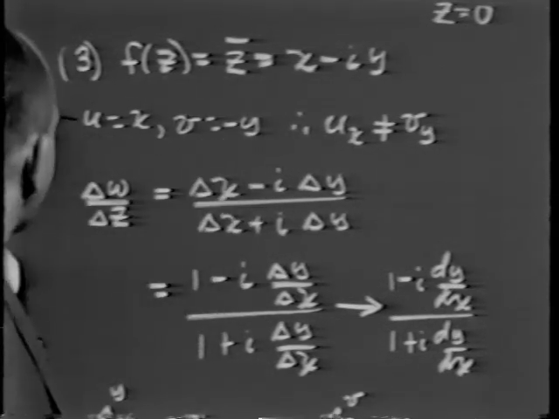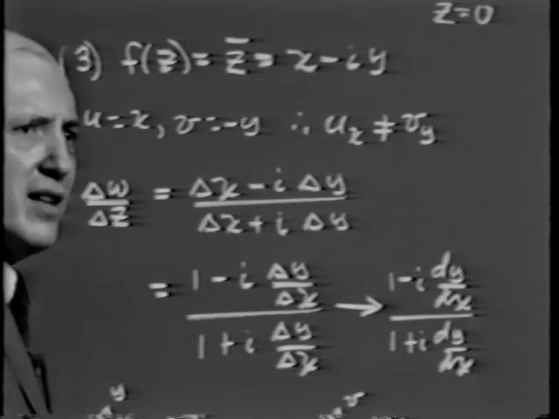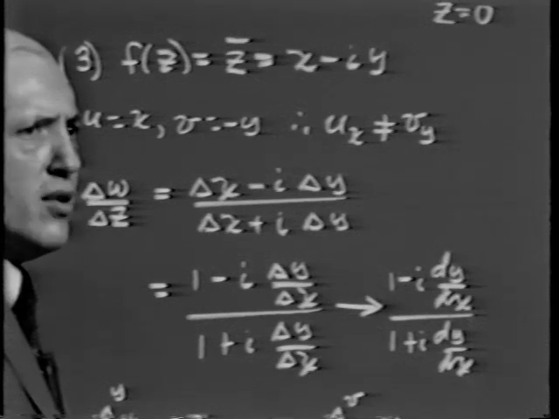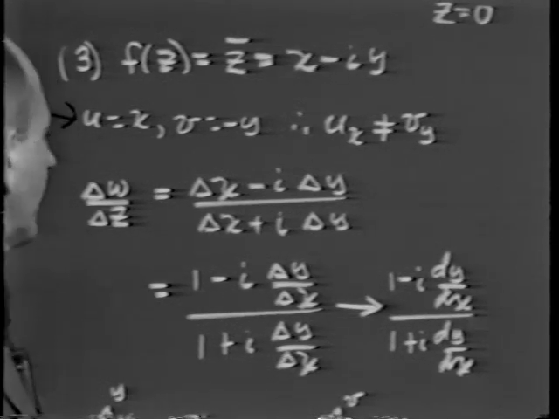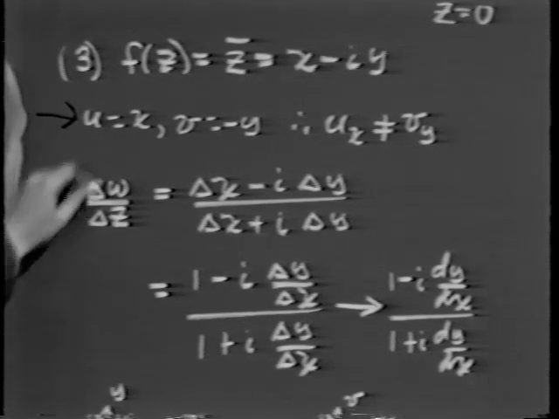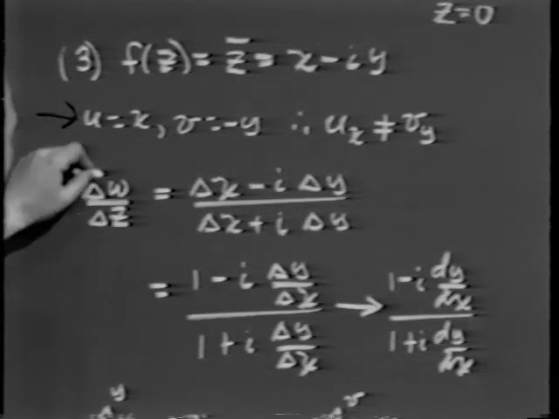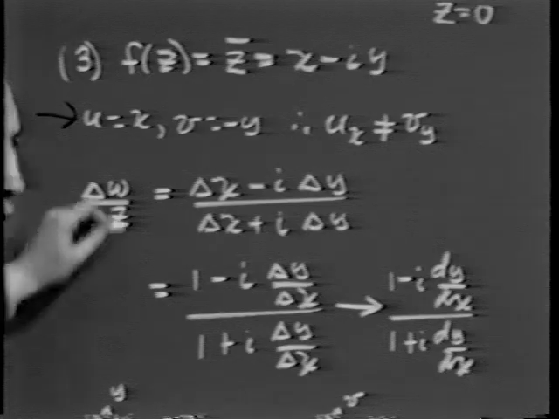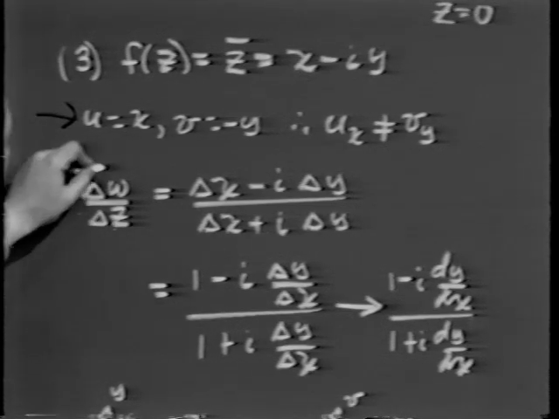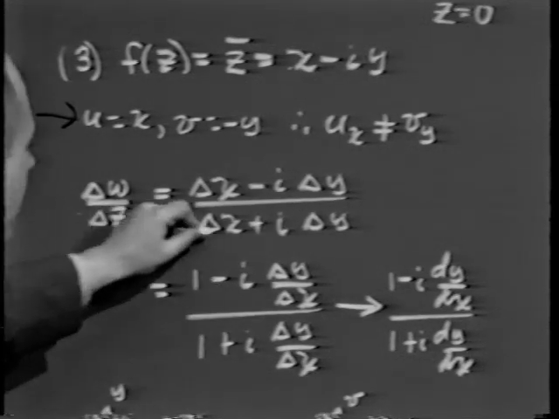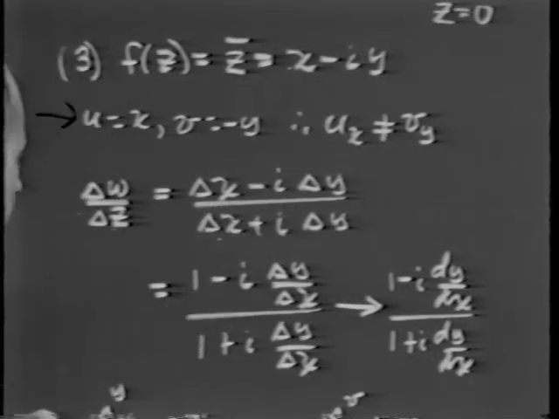Well, that's nice to know that the function doesn't have a derivative. It would be even nicer if we could see why it didn't. And the best way to do this is, again, go back to the definition. What we're going to ultimately do to take the derivative is take delta w, where w is z bar, over delta z, and take the limit as delta z approaches 0 along various directions. Well, delta w is just delta x minus i delta y. Delta z is delta x plus i delta y.